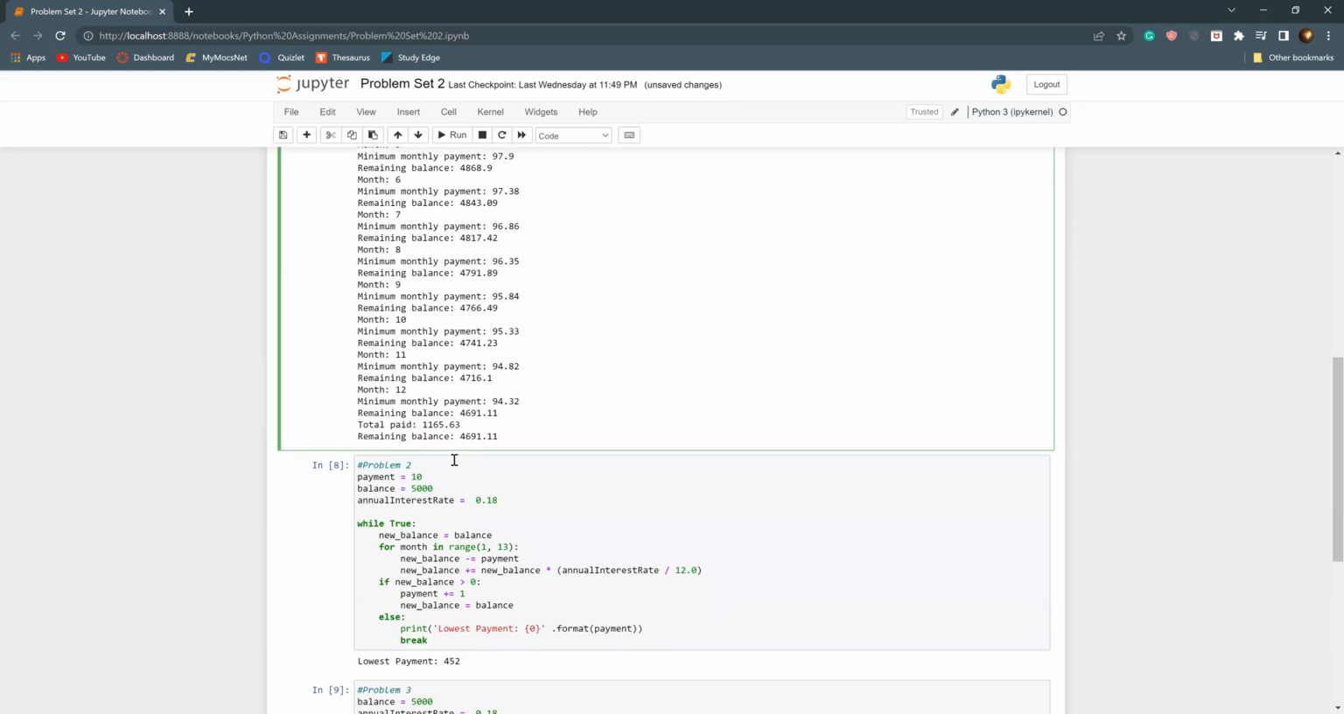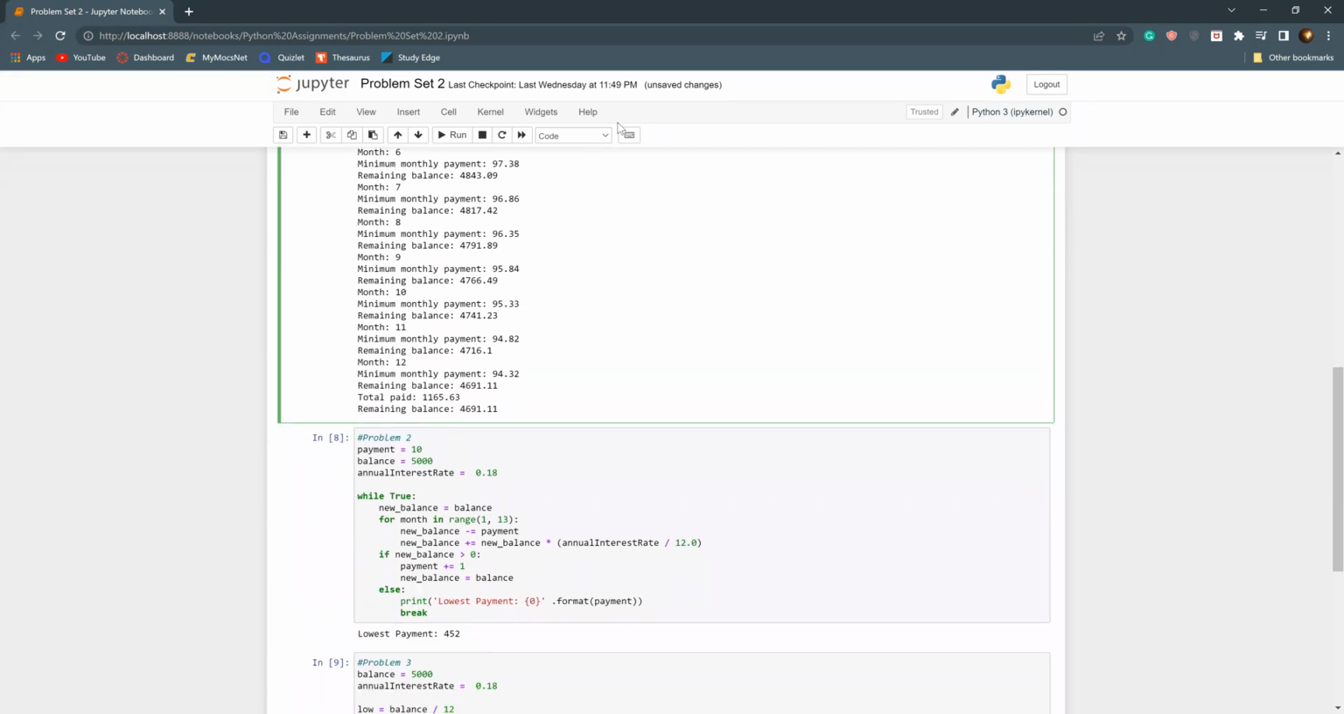For problem two, we have the payment equaling 10, and we're trying to figure out the lowest payment of the month. And so, sorry about that. Figuring out the lowest payment of the month. Apologies. Figuring out the lowest payment of just in general.